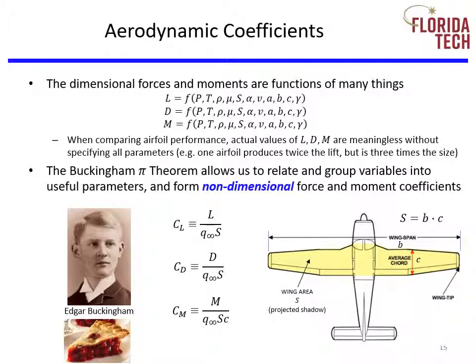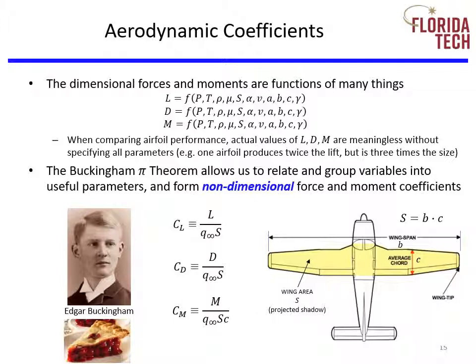Dimensional analysis, for example, the Buckingham Pi theorem, provides a mechanism to do this. By applying dimensional analysis, the following force and moment coefficients are defined. CL is the lift coefficient, CD is the drag coefficient, and CM is the moment coefficient. Q infinity is the free stream dynamic pressure, b is the wingspan or distance between the wingtips, and wing area S is the projected shadow of the wing translated through the fuselage.